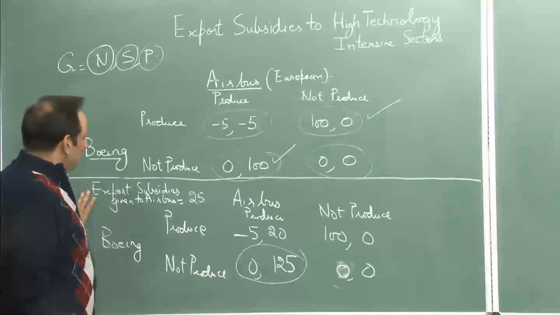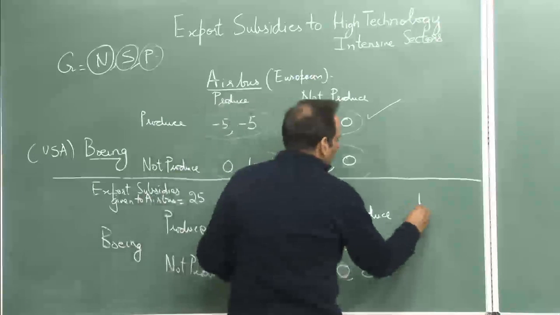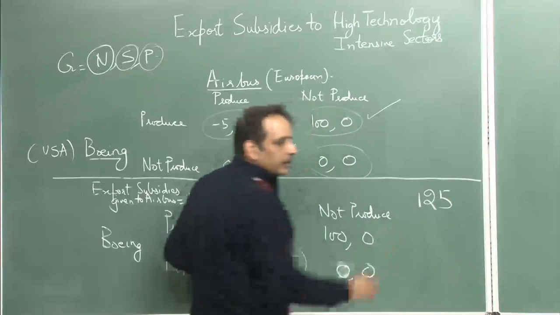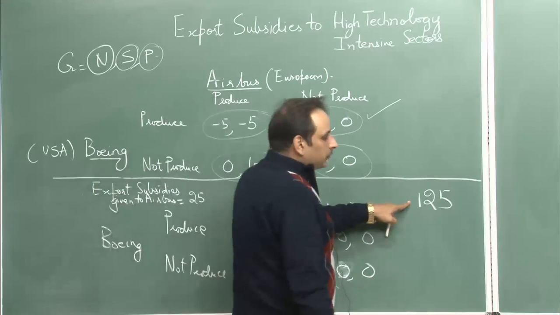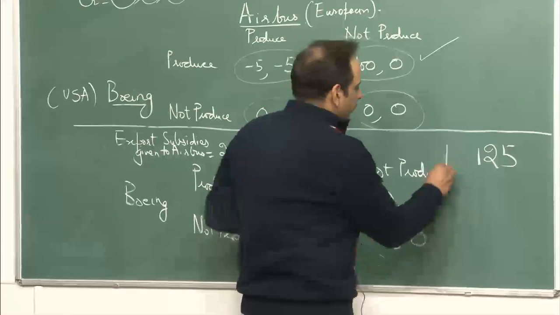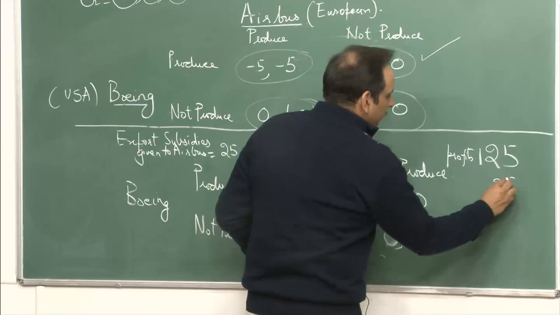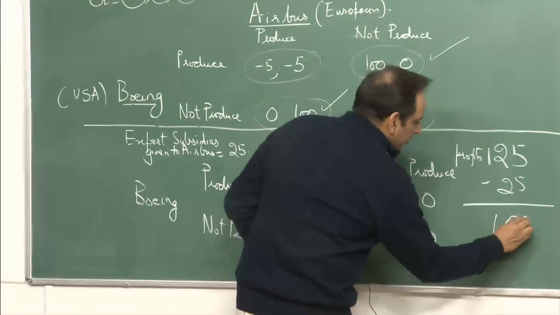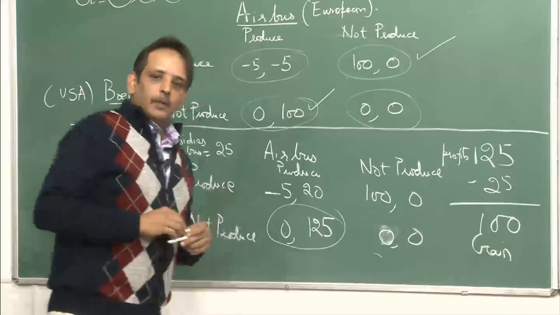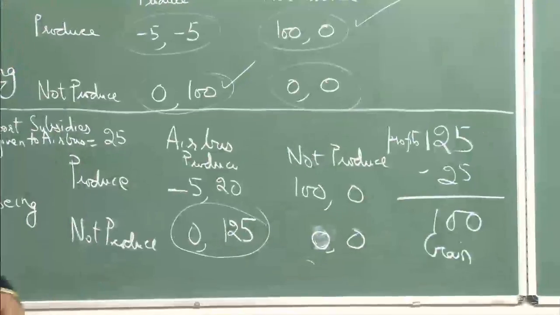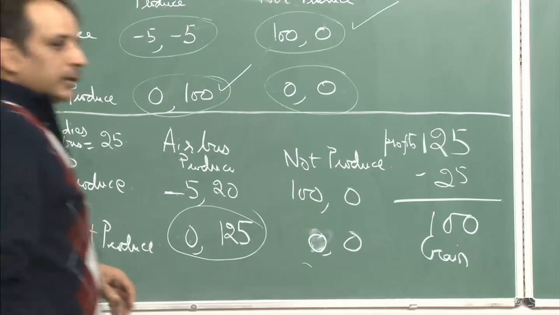Now in this case, you can see that the profits are 125. So Europe earns 125 as profits. The subsidies given is 25. So the net result is a gain of 100 million euros for the European nations. So this is what subsidies can do.